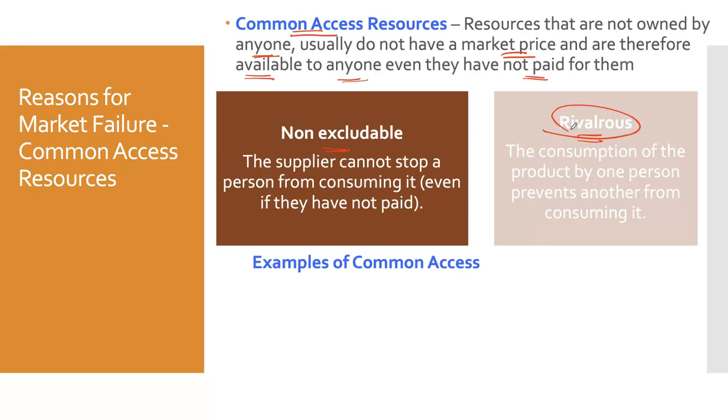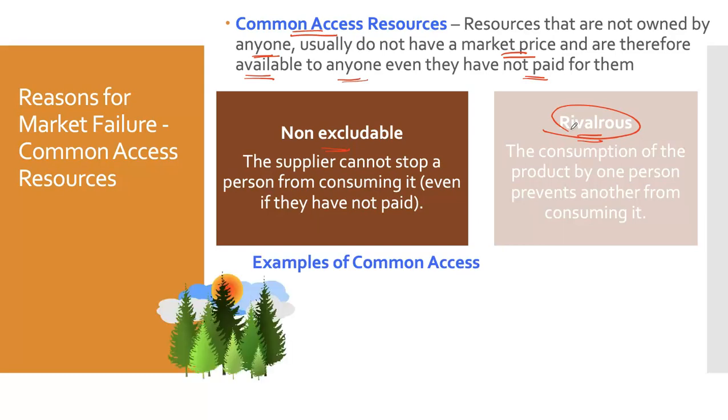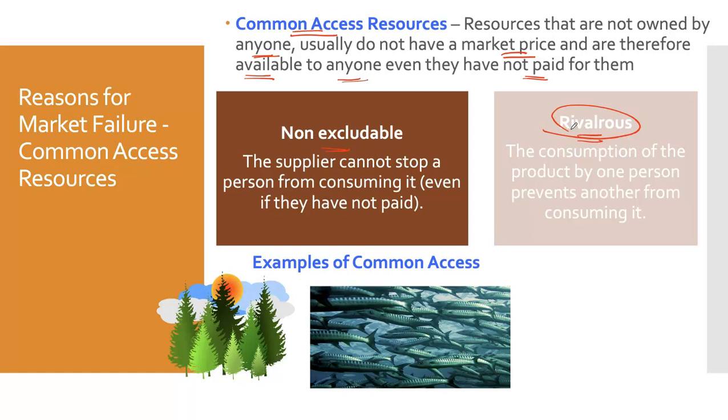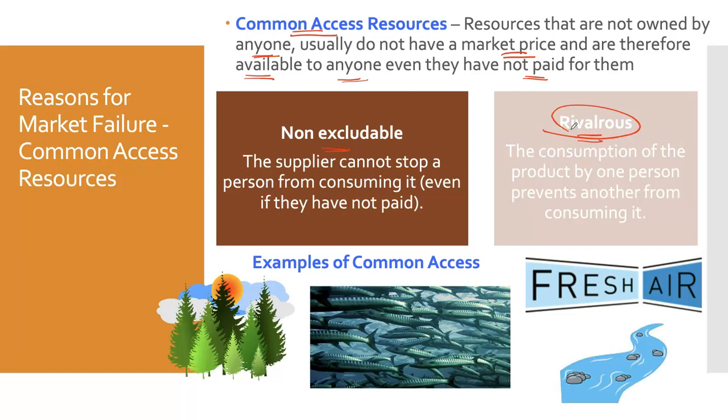What are some examples of common access resources? Our forests. There is not necessarily a price on our forests. People can consume them, but once someone uses a tree, that prevents someone else from using it. The fish or the resources in our oceans. Everyone can use them. People can consume them without paying a price for them. But once the resource is used up, it's not coming back. Air, our rivers, our natural environment are other common access resources.